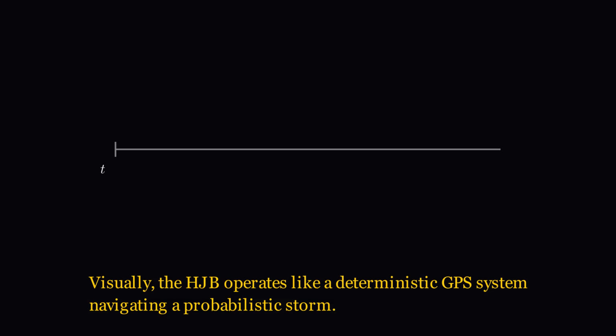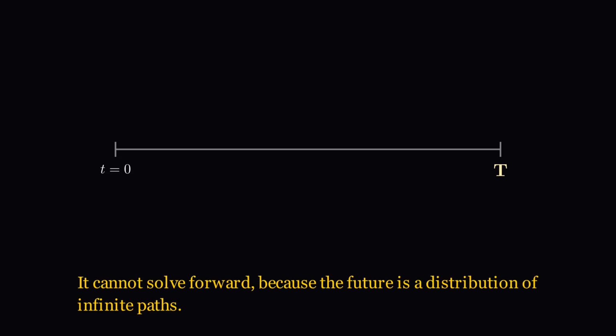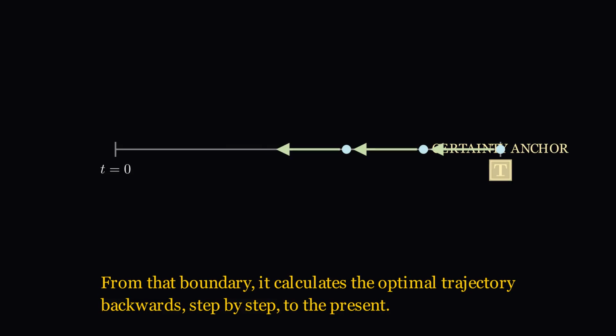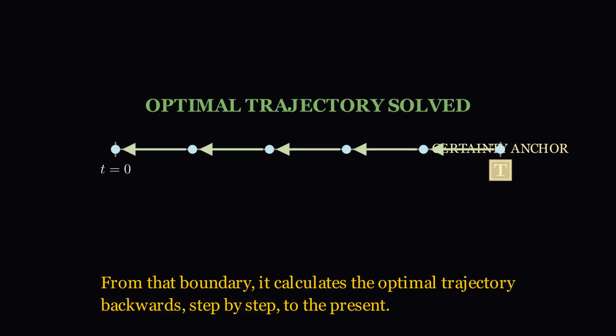Visually, the HJB operates like a deterministic GPS system navigating a probabilistic storm. It cannot solve forward, because the future is a distribution of infinite paths. Instead, it anchors to the terminal state at time t, where the value is absolutely certain. From that boundary, it calculates the optimal trajectory backwards, step by step, to the present.